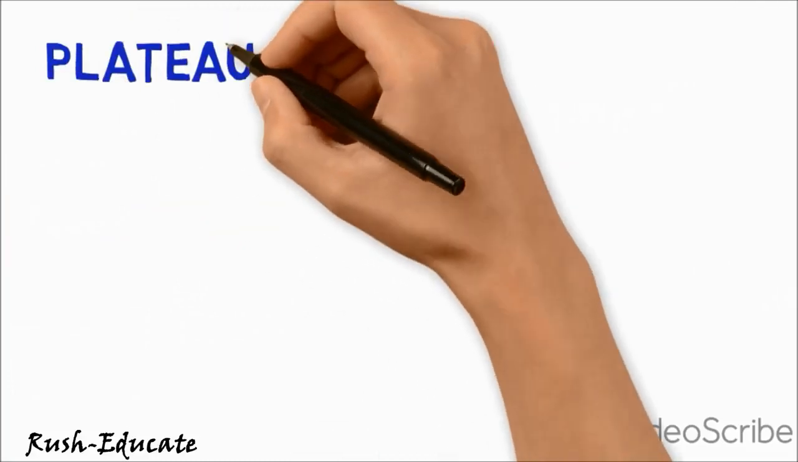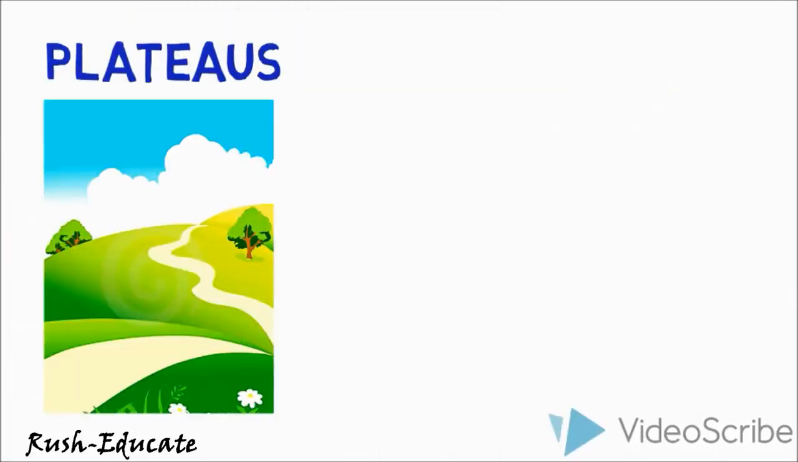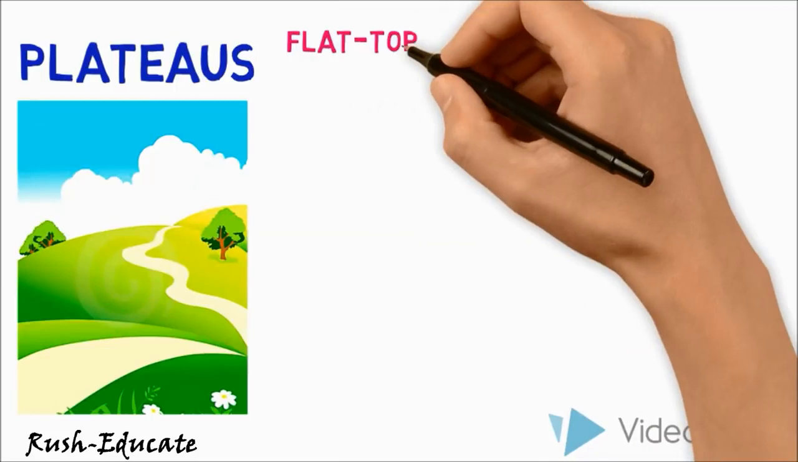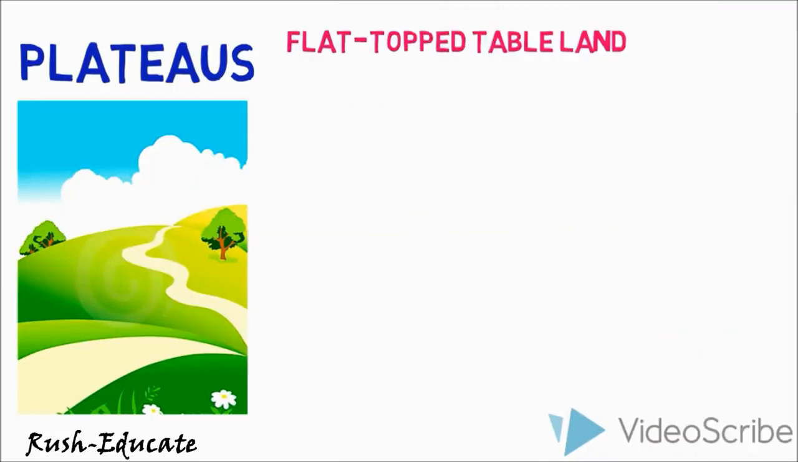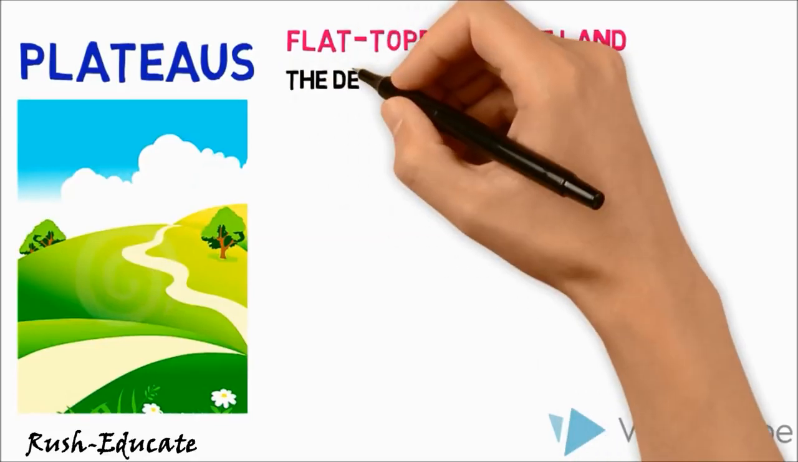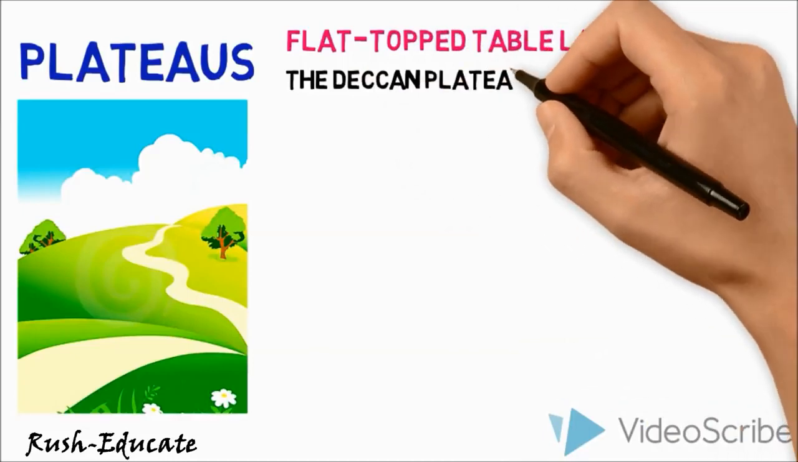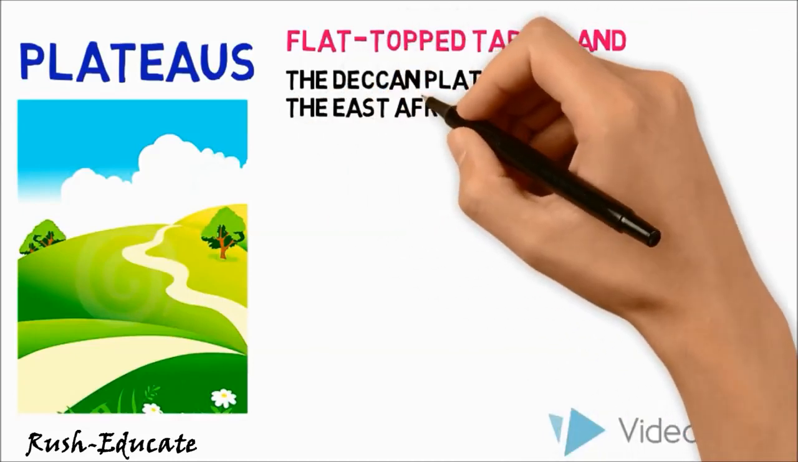A plateau is an elevated flat land. It is a flat-top tableland standing above the surrounding area. A plateau may have one or more sides with steep slopes. The height of plateaus often varies from a few hundred meters to several thousand meters. Plateaus, like mountains, may be young or old. The Deccan Plateau in India is one of the oldest plateaus.